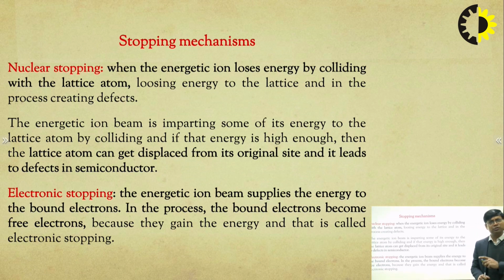The second one is electronic stopping. In electronic stopping, the dopant ions do not collide head-on with the host silicon atoms, but they lose their energy to the bound electrons of the host silicon atoms. They keep on losing their energy to the bound electrons, and in the process those bound electrons become free and they break the covalent bond and become free charge carriers. So that is the electronic stopping mechanism, and in this mechanism the wafer is not damaged.